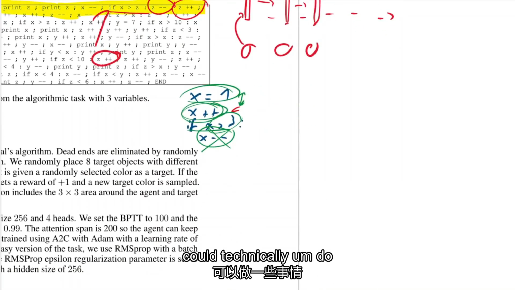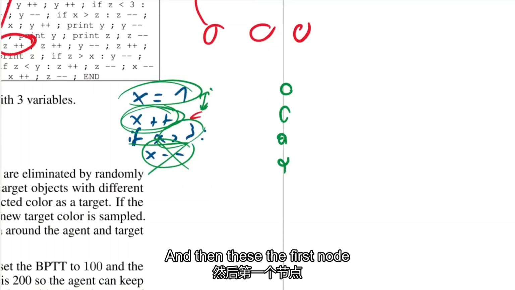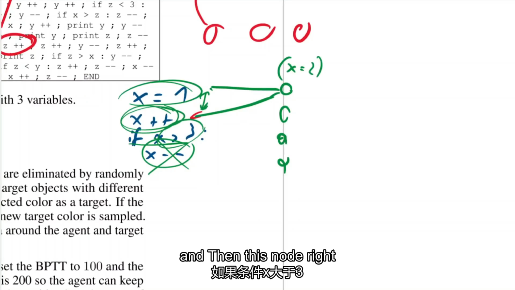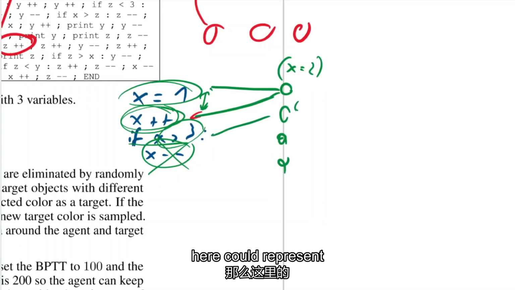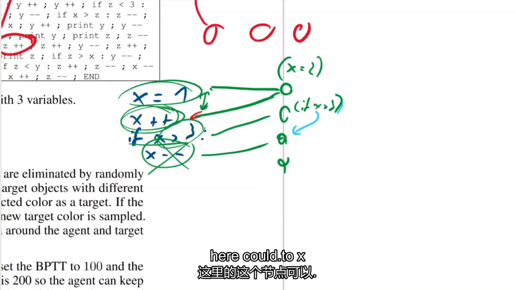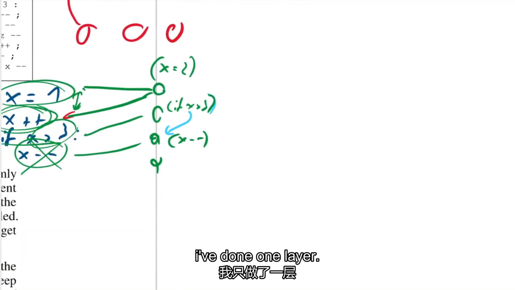a transformer could technically do things like have 4 nodes right here, and then the first node might combine these two, and that sort of represents x equals 2 now, right? And then this node right here could represent this if condition, x greater than 3, and it could point, I'm just imagining, to this node for fulfilling the condition, right? And then this node here could point to x minus minus, right? Now I have a simpler program. You see, I've done one layer. I have a simpler program simply by linearly combining things.